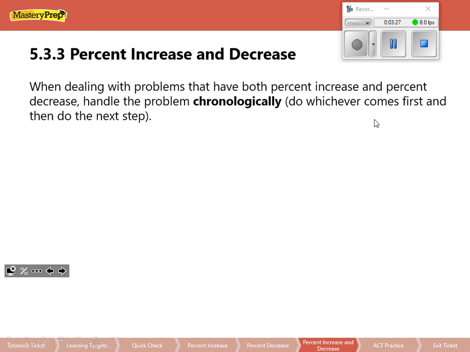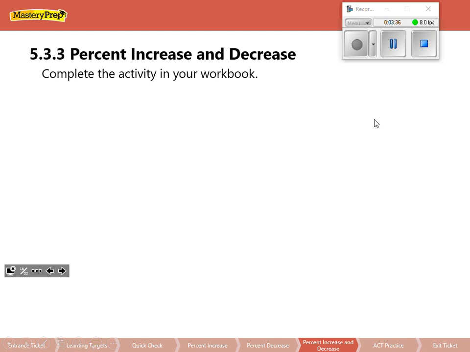When dealing with problems that have both percent increase and decrease, handle the problem chronologically. Do whatever comes first and then the next step. Now, there are 3 of these problems in the note sheets. We'll look at 2 of them and then we'll move on.